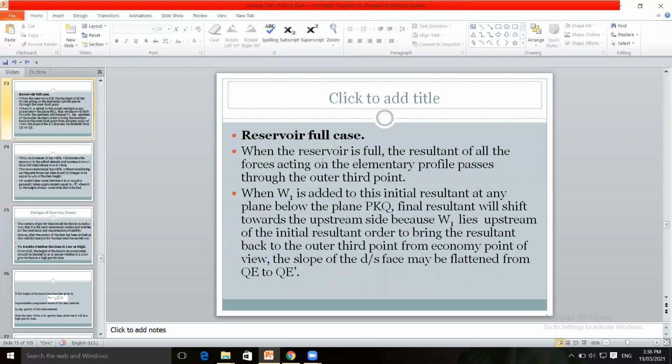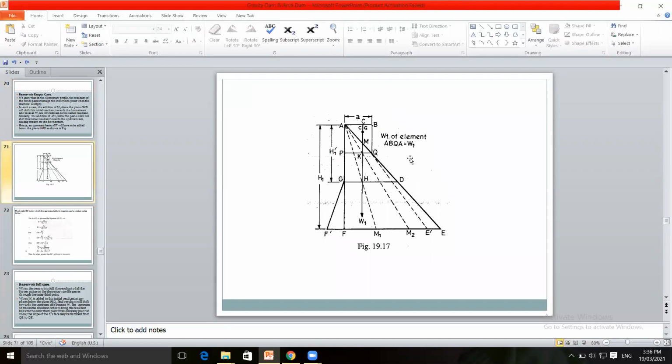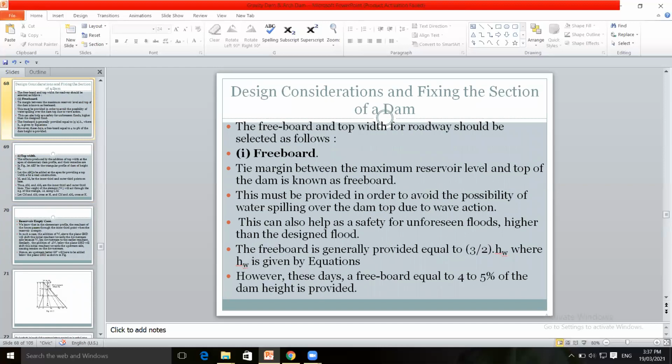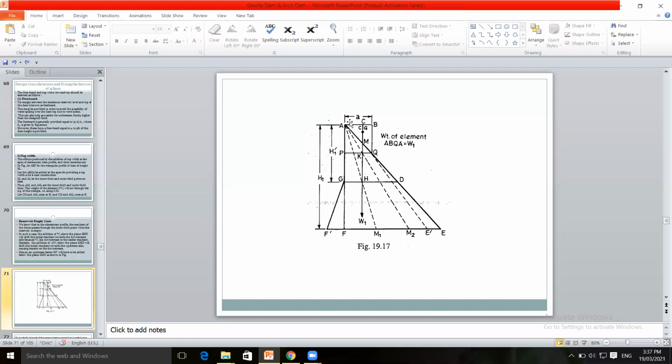We have seen in the last lecture how, from the elementary profile of the gravity dam, by considering the practical considerations, the final profile of the gravity dam is formed. It is shown in this image. By considering conditions like freeboard and top width, considering these two cases, we have designed a section of the dam.